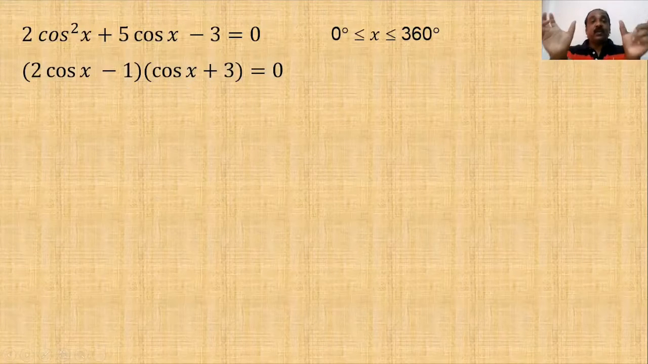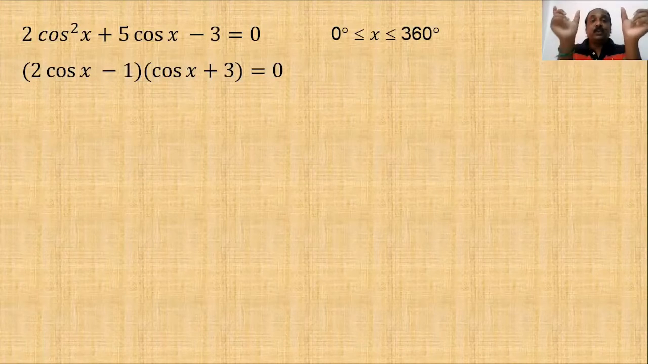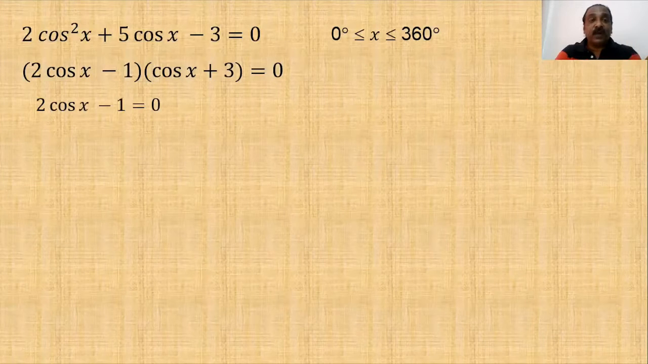Okay. So, saya ada 2 kurungan. Soalan yang sebelum ini, ada what we call cos X bracket 2 sin X minus 1. Yang ini pula 2 bracket sama dengan kosong. So what we must do? Take the first bracket. 2 cos X minus 1 samakan dengan kosong. Second bracket, cos X plus 3 samakan dengan kosong. Okay, we leave the cos X plus 3 sekejap.